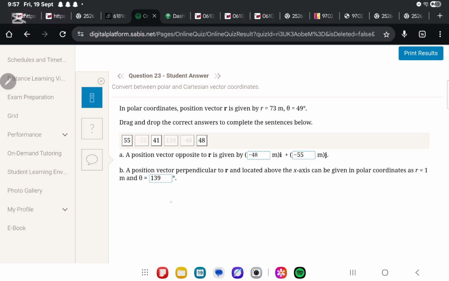But I hope you know why, because again, just remember, if you want theta above the x-axis, it's just gonna be 49 plus 90. That's your answer. Okay, moving on.